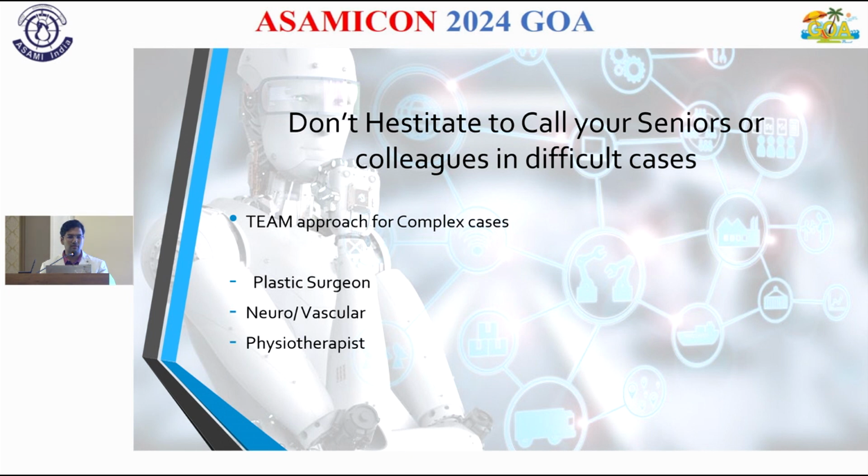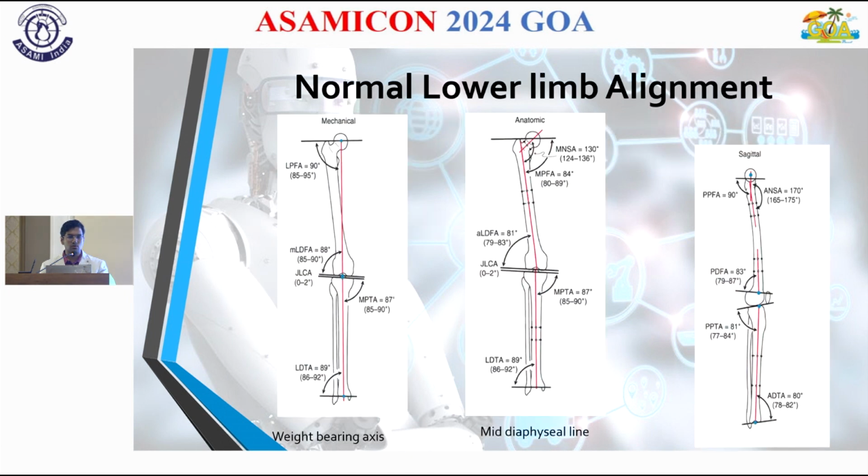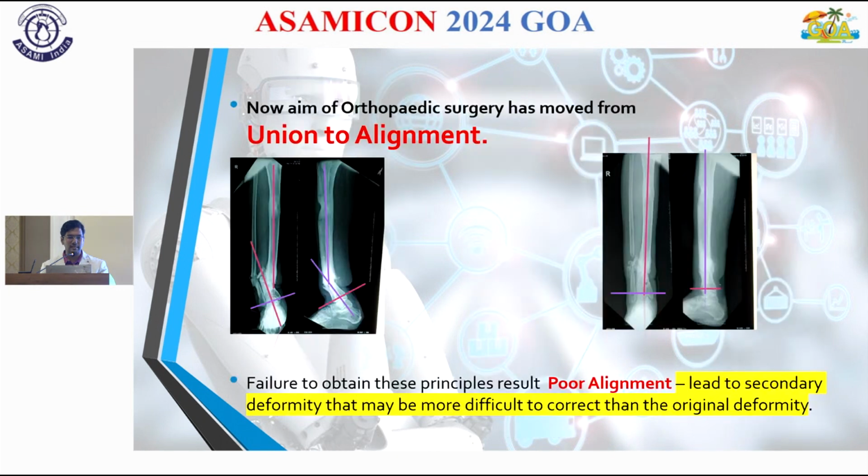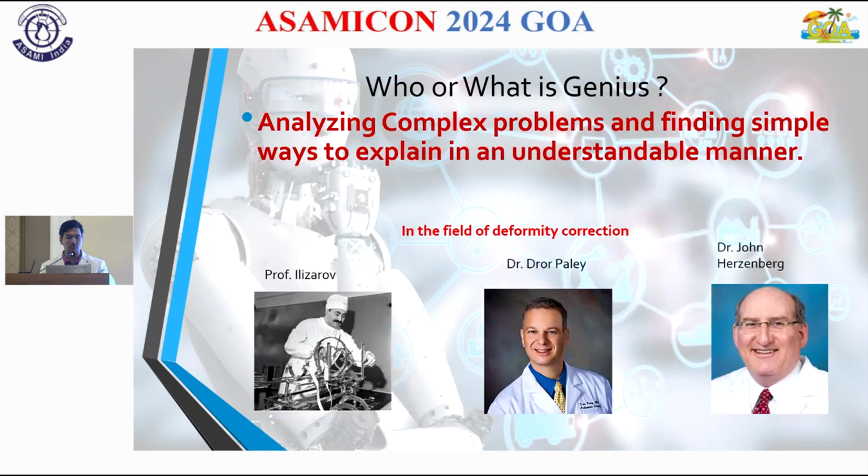So it is always better to have a team approach. The basics should always be followed for any deformity correction. The aim of orthopedic surgery has now moved from union to alignment. Failure to follow the basic principles of deformity correction results in poor alignment, which leads to a secondary deformity, which might be more difficult to correct than the original deformity.